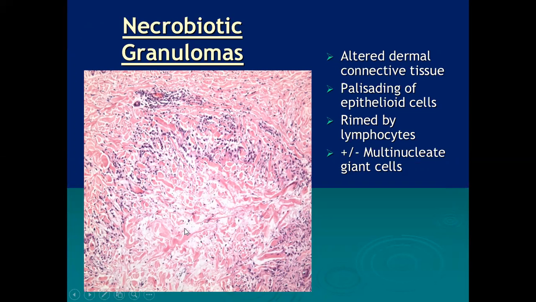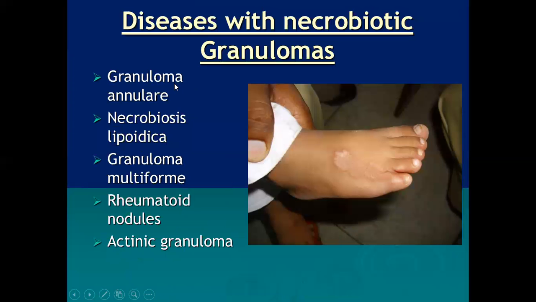The fourth type of granulomas are the necrobiotic granulomas, which are characterized by necrobiosis surrounded by the granulomas. They are palisading granulomas. And such kinds of granulomas are seen in granuloma annulare, necrobiosis lipoidica, granuloma multiforme, rheumatoid nodules, and actinic granuloma.